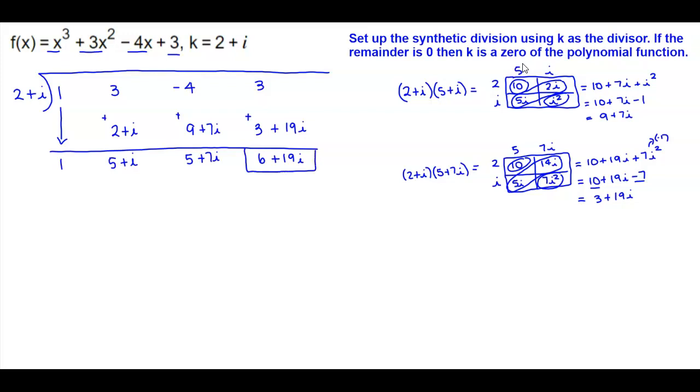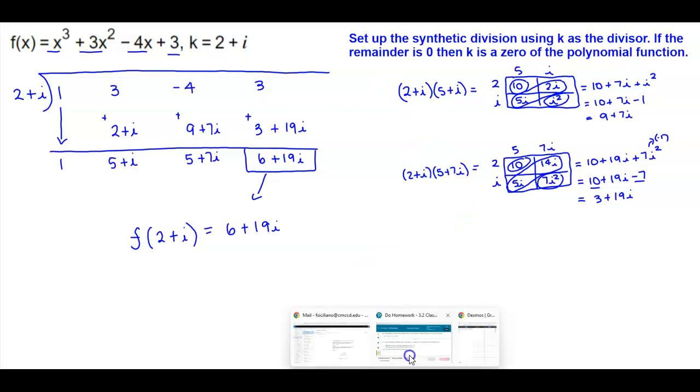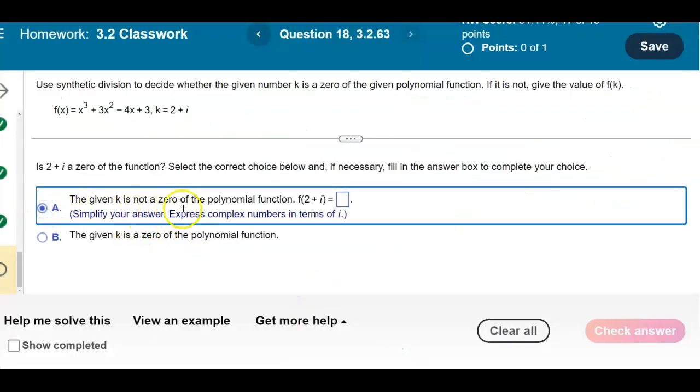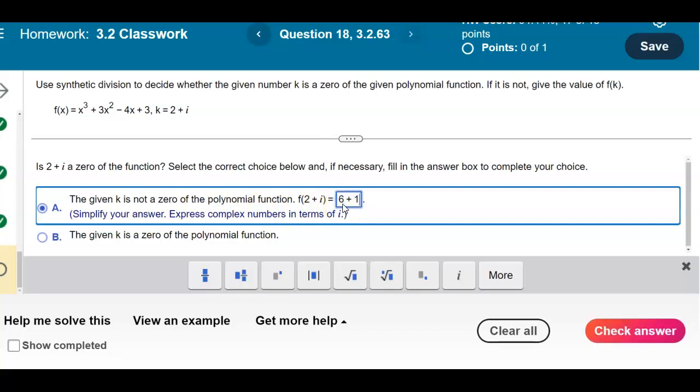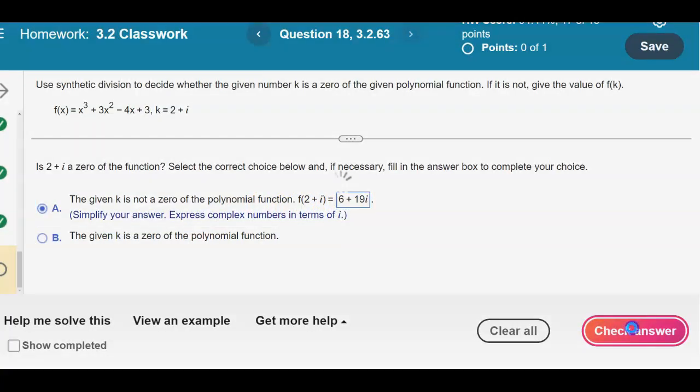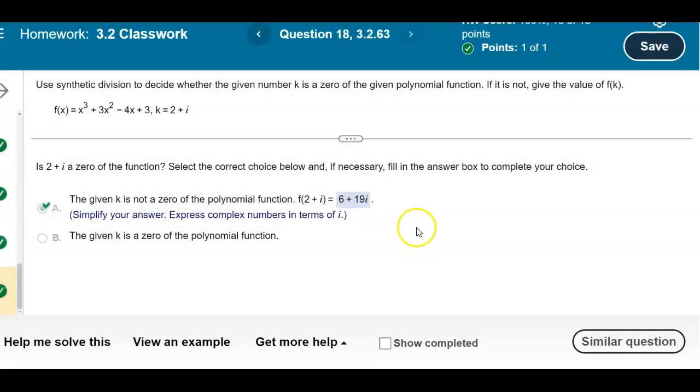So therefore we do not get 0, and therefore this is not a zero of the polynomial function. So that means the remainder, where f of 2 plus i equals 6 plus 19i. So therefore, we know that the given number is not a zero of the polynomial function, and that remainder is 6 plus 19i. Check our answer, and there is our result.